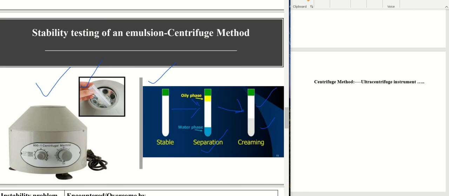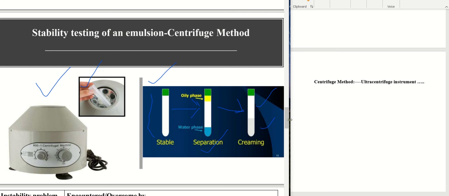So this separation occurs if and only if our emulsion is not a stable one. If our emulsion is stable, then we will not be able to see any separation of the phases, oily phase and the aqueous phase. This is how we make use of the centrifuge method to determine the stability of an emulsion.